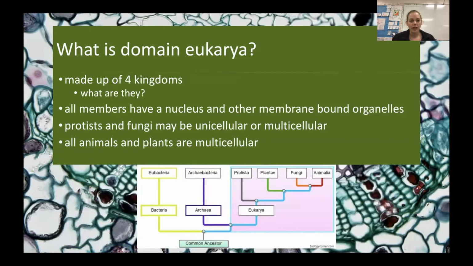Domain Eukarya has 4 kingdoms. We have talked about them many times. We have the protists, the plants, the fungi, and the animals. So this is what we call a phylogenetic tree, and it's going to show you how these relationships are assumed to have diverged from your last universal common ancestor, which is here, the first cell.